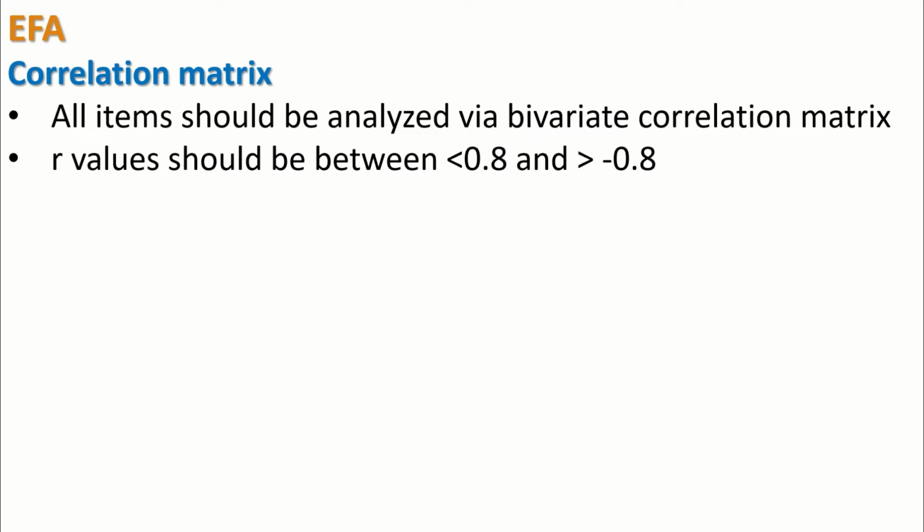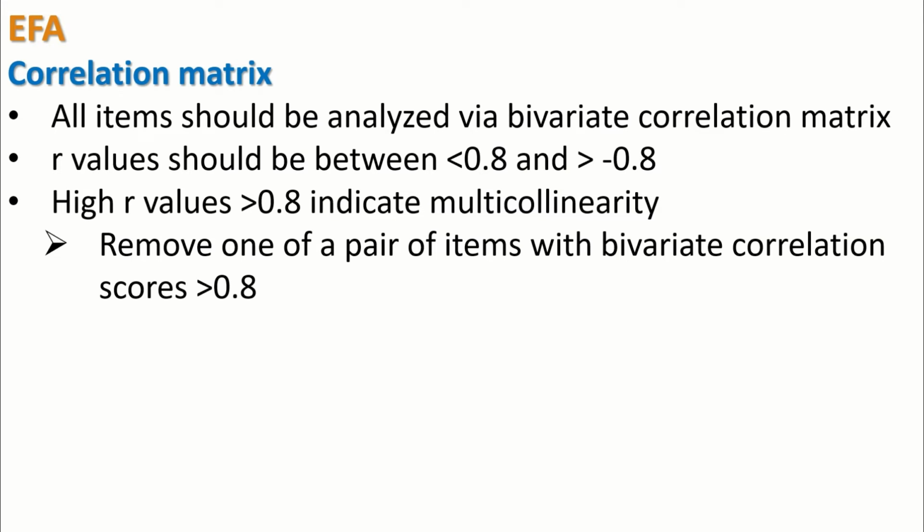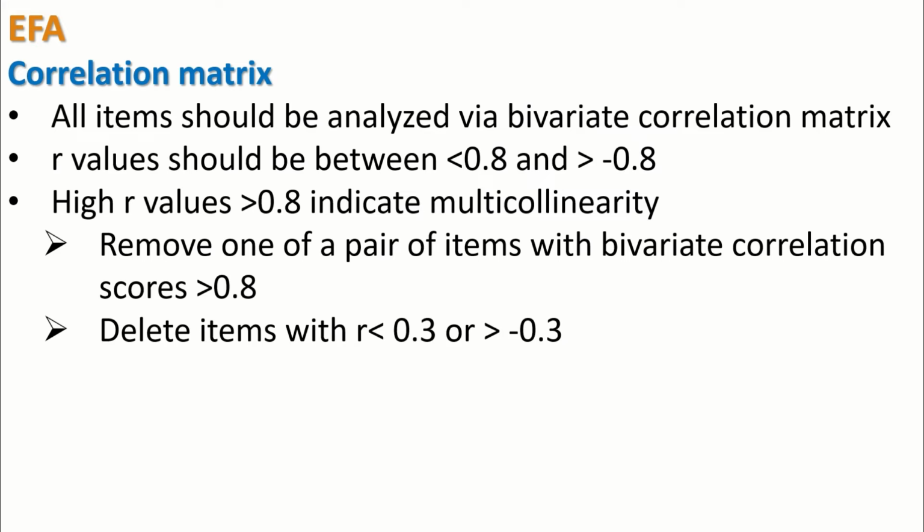The value for the correlation coefficient, which is R, should be between less than 0.8 and greater than minus 0.8. Higher correlation coefficient values greater than 0.8 indicate multicollinearity. In this situation, the item or items have to be removed. So remove one pair of items with bivariate correlation coefficient score greater than 0.8.